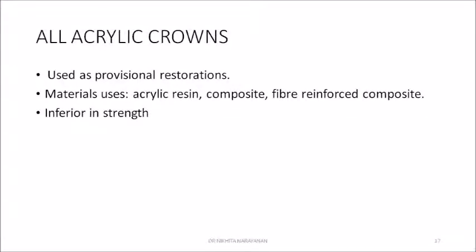The last type of complete coverage crown are all acrylic crowns. So here there is no metal or ceramic component. The whole crown is made out of acrylics. So acrylic resin or composite or fiber reinforced composites are commonly used for all acrylic crowns. So these can be used as a long-term provisional restoration or a short-term provisional restoration. This is because the strength of the material is inferior to your ceramics or metal. We cannot use it in long span cases and for long duration also.